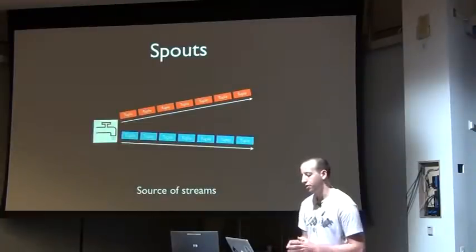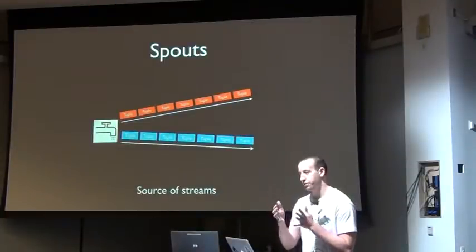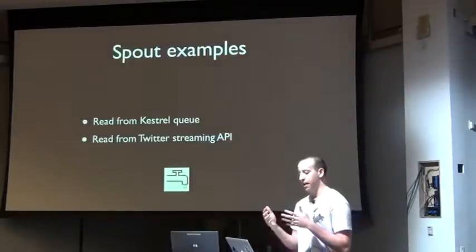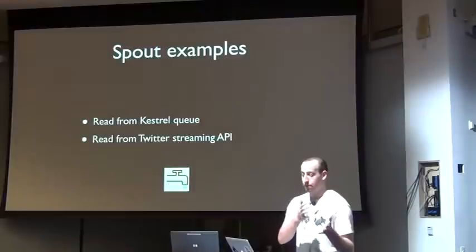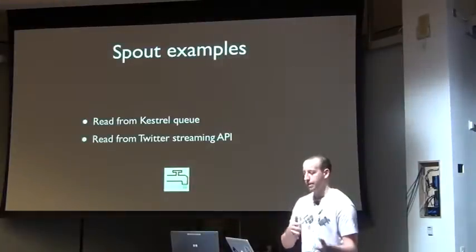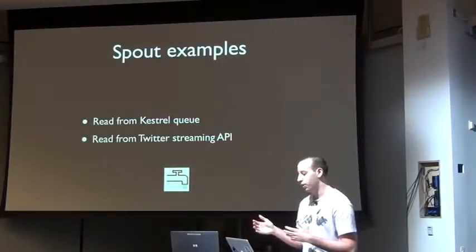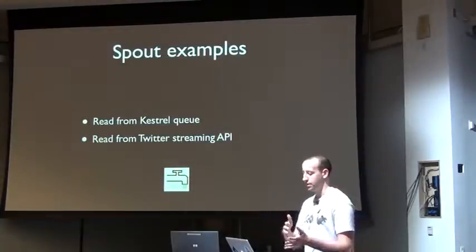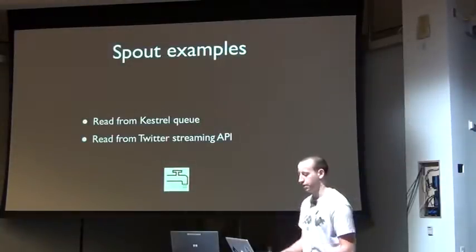The second abstraction is called a spout. A spout is a source of streams in a computation. For example, you may have a spout that reads a stream from a Kestrel queue and emits that into the topology. Or you may have a spout which connects directly to the Twitter streaming API and emits those tweets as a stream into the topology.